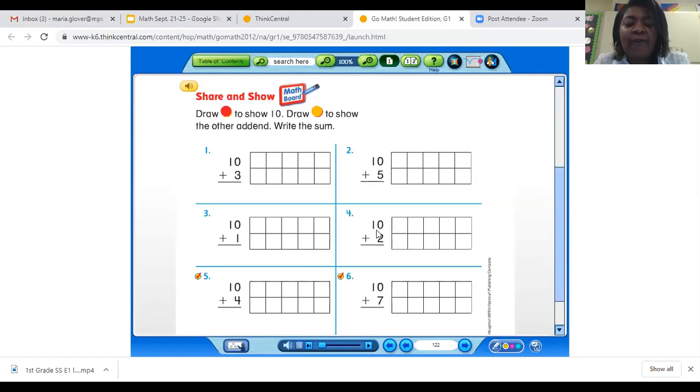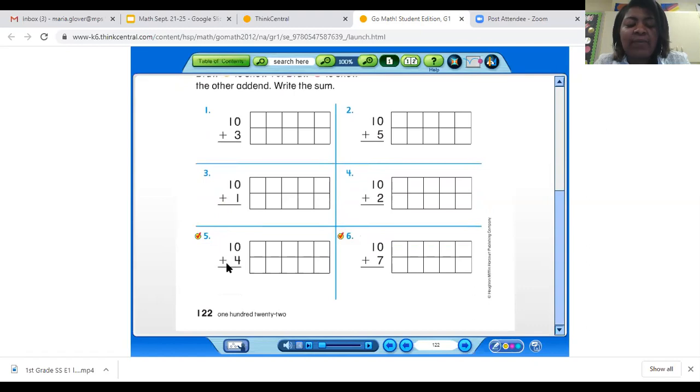How many are going to go in my window? 10. How many outside of my window? 2. So that's 10 in my window, so I should have 1 circle for each window. So my 10 frame is filled, and then 2 more. 1, 2. So 10 plus 2 is 12.